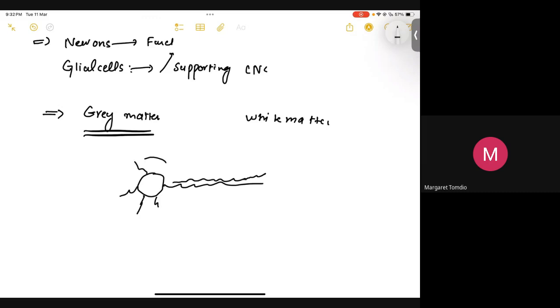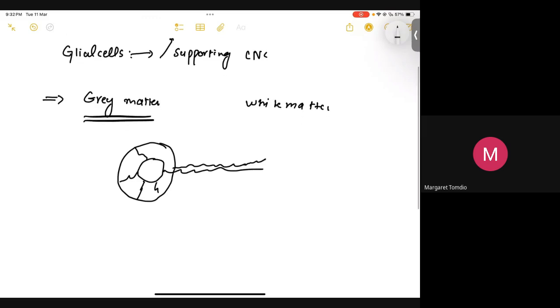So the cell bodies of your neurons, whenever they are present inside your central nervous system, the collection of cell bodies appears gray, so we have named it gray matter. Is that clear? The gross appearance is gray, so let's just name it gray matter. Is that clear? Yes. Okay.